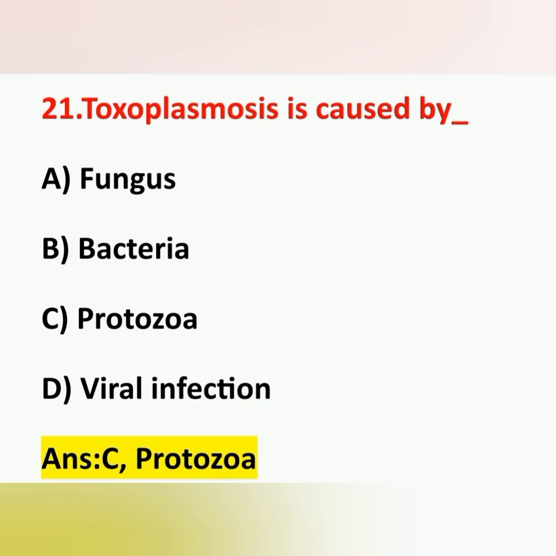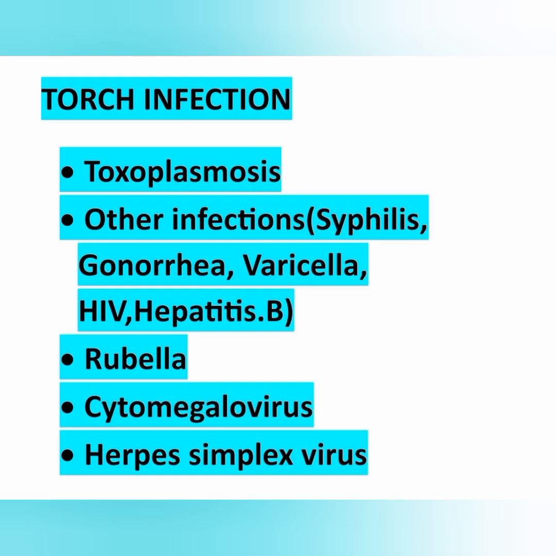This toxoplasmosis is an infectious disease which transmits from mother to fetus, and this can result in severe physical developmental abnormality to the fetus. Toxoplasmosis comes under TORCH infection. T is toxoplasmosis, O means other infection, R means rubella, C means cytomegalovirus, H means herpes simplex. Toxoplasmosis is one of the TORCH syndrome. Okay, it is caused by protozoa. Option C is correct over here.